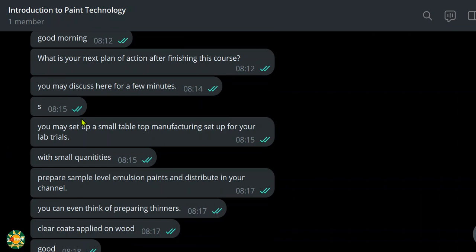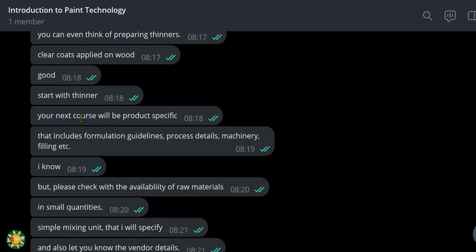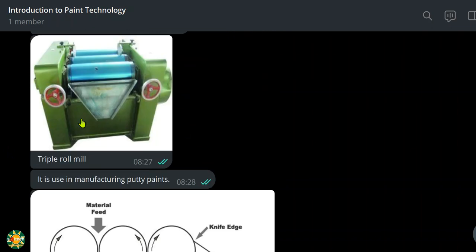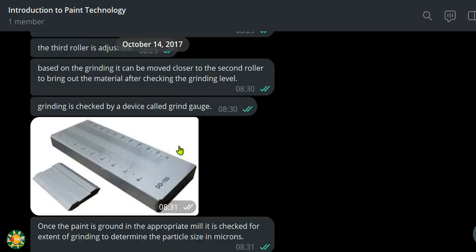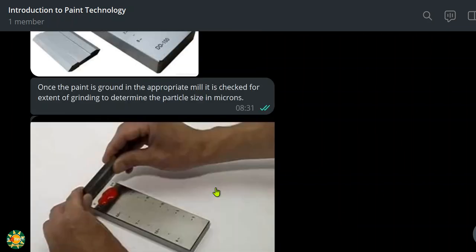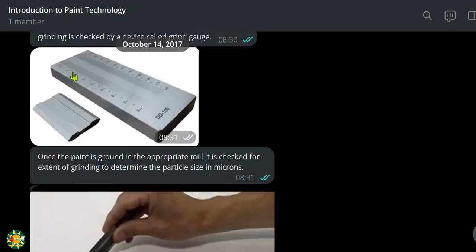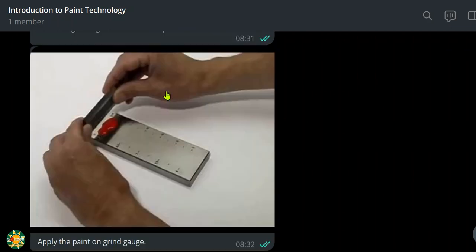Now, after grinding, how do we check how well the grinding is achieved? We have to use this grind gauge, a measuring device of grinding, to see to what extent the grinding is achieved. It is given in terms of the Hegman unit. You can see the double wedged bar here with the micron and Hegman scales. This is called the Hegman unit.